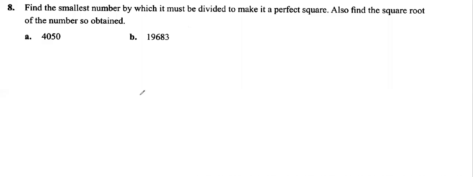Okay, so let me explain this. Find the smallest number by which it must be divided. So I want to find the smallest number. Let my smallest number be x, which must be divided to make a perfect square.